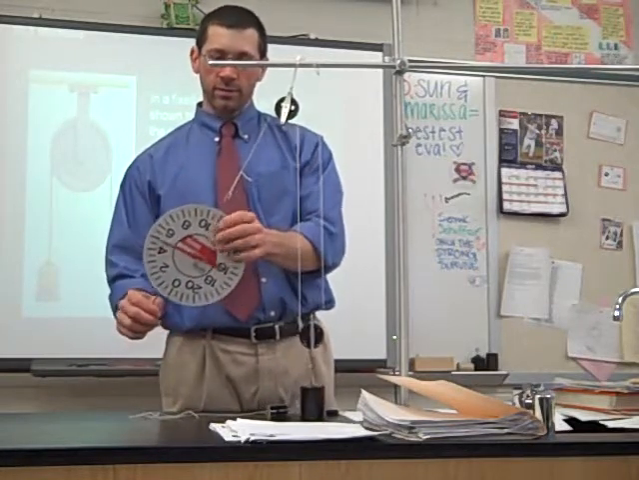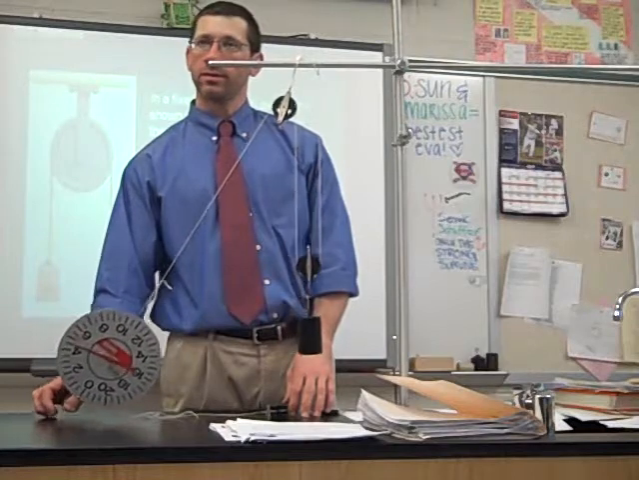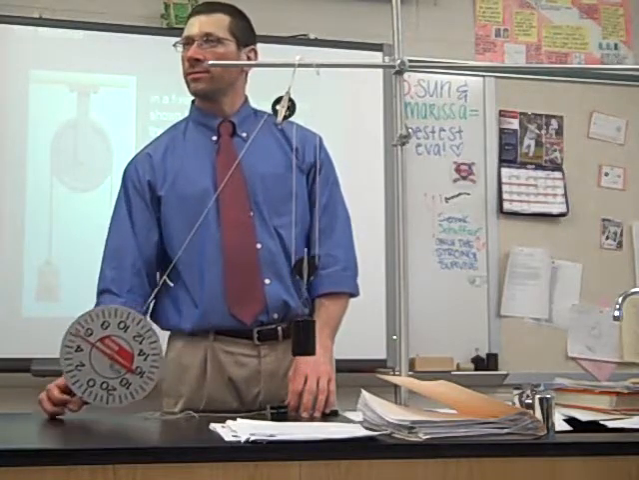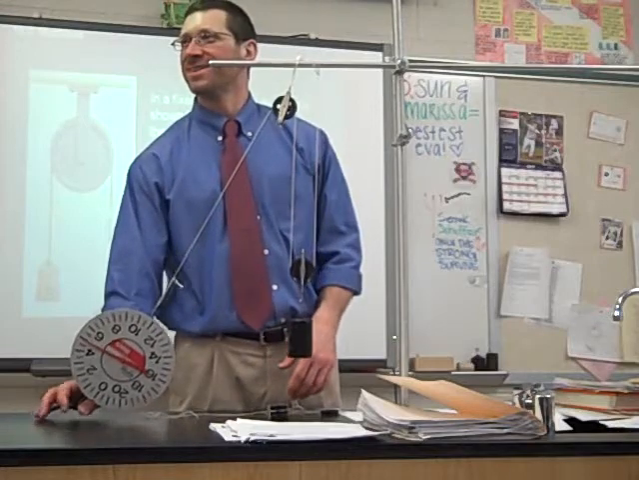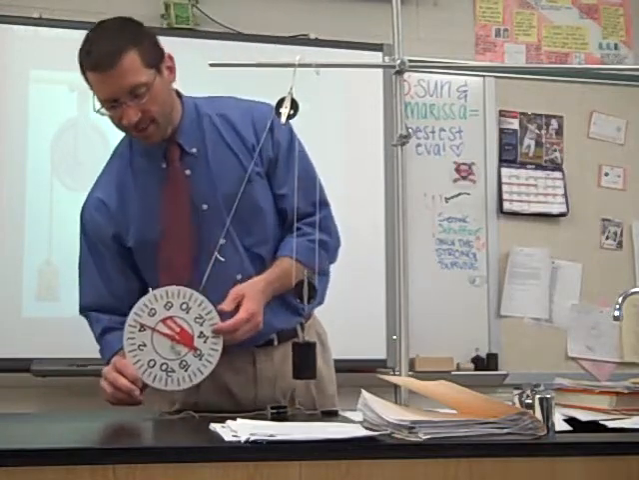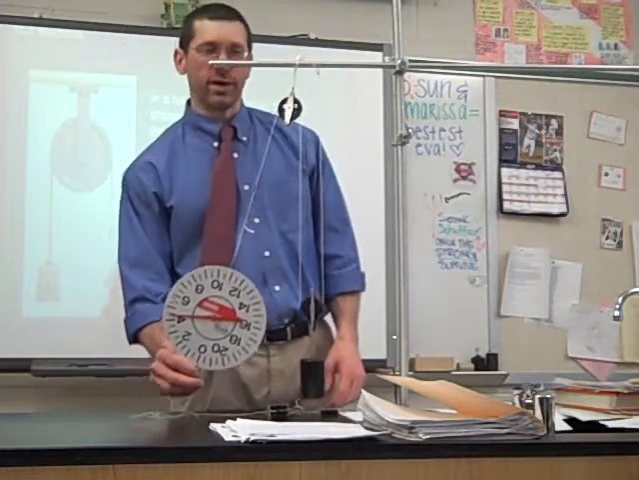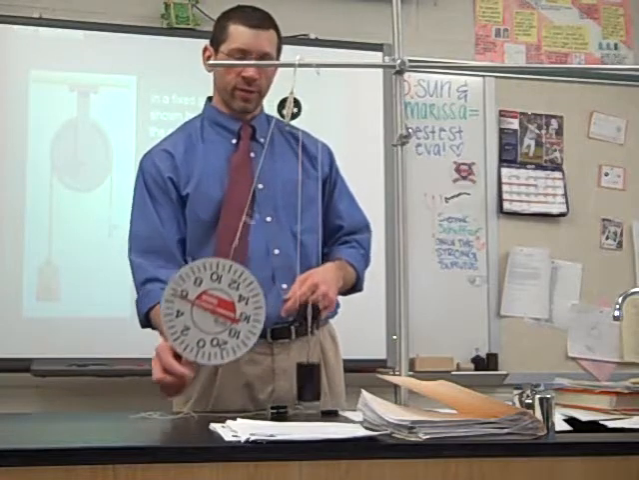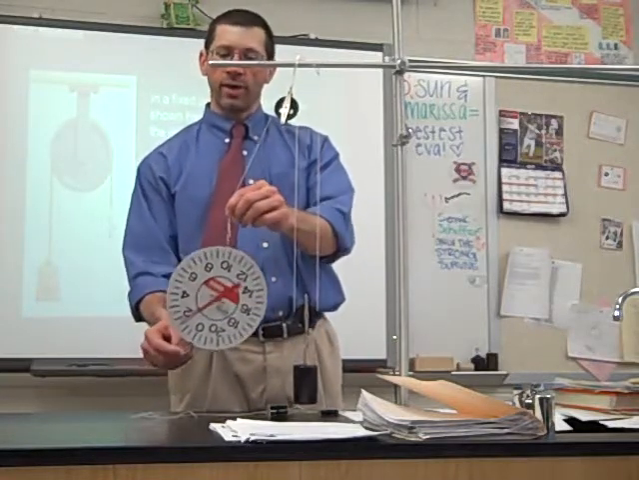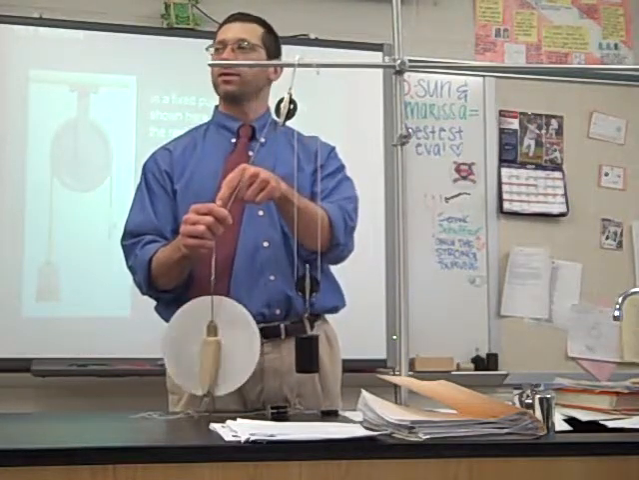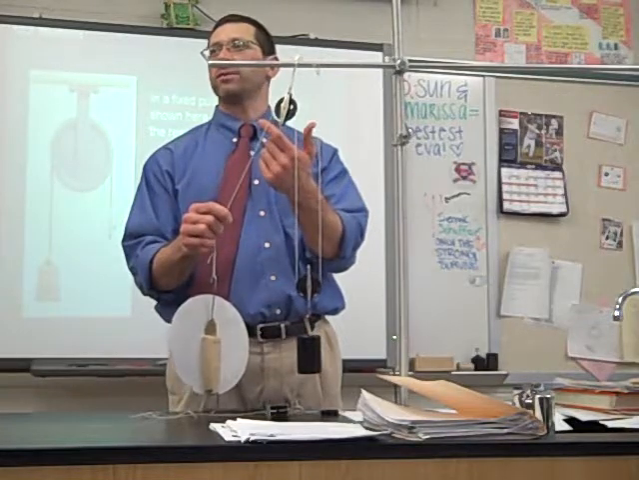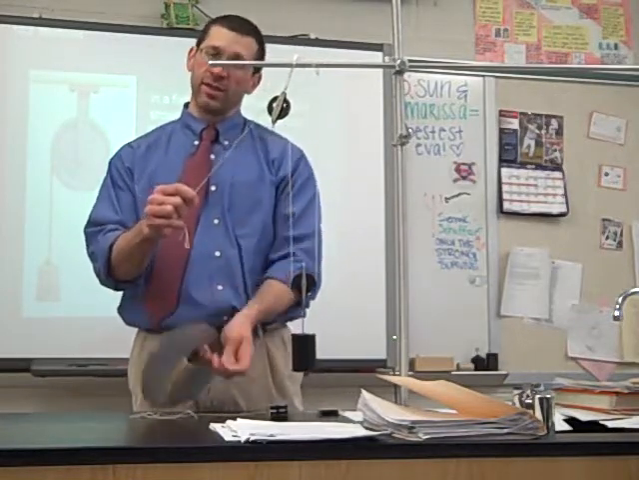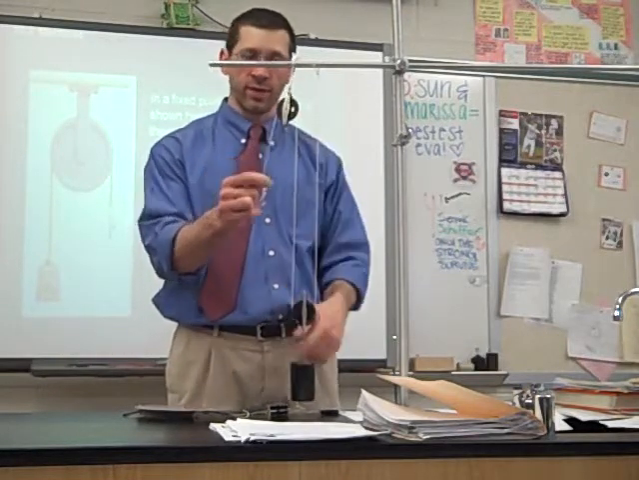So now I'll lift it. What does it read? 4.9, right? We'll say it should read 4.9, and it's a bad scale. So it's 4.9. So what have I done? I've cut the effort force in half, right? From 9.8 to 4.9. So now my mechanical advantage is resistance force of 9.8 over effort force of 4.9, which is a ratio of 2. So now my mechanical advantage is 2. What that means is I've multiplied my force by 2. 4.9 times 2 is 9.8.